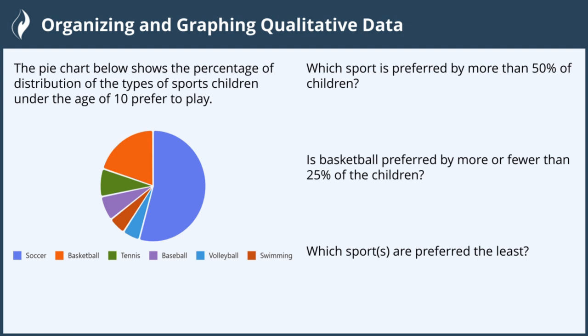So which sport is preferred by more than 50% of the children? We can easily answer this question by taking a look at the wedges. More than 50% would be a wedge on this pie chart that would cover more than half of the pie chart or more than half of the circle. So the only one that would be able to answer this question in this case would be soccer, because soccer represents a little bit more than 50% of the pie chart.